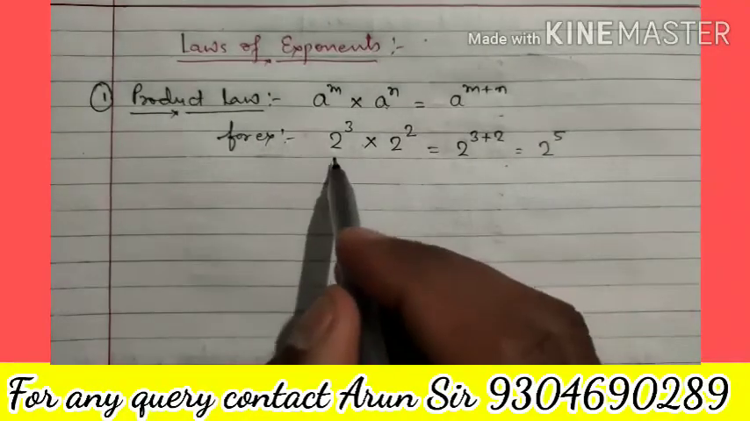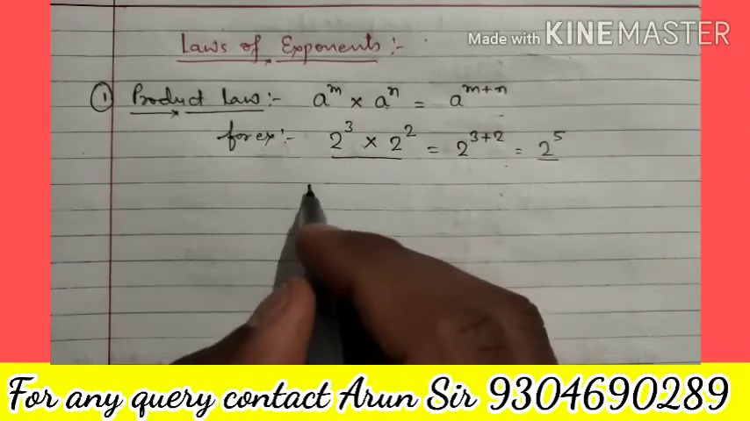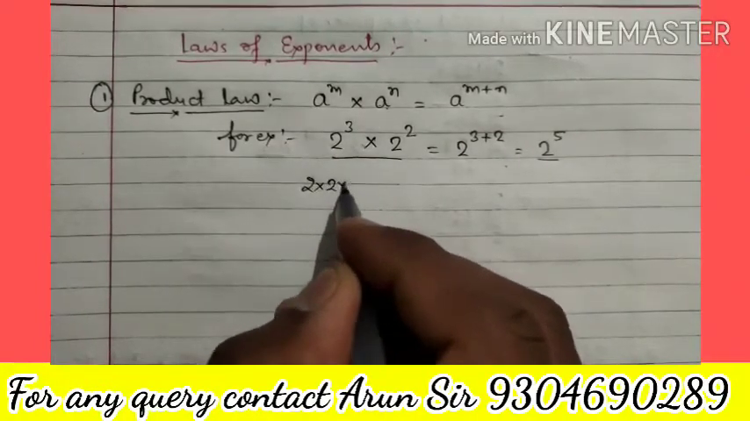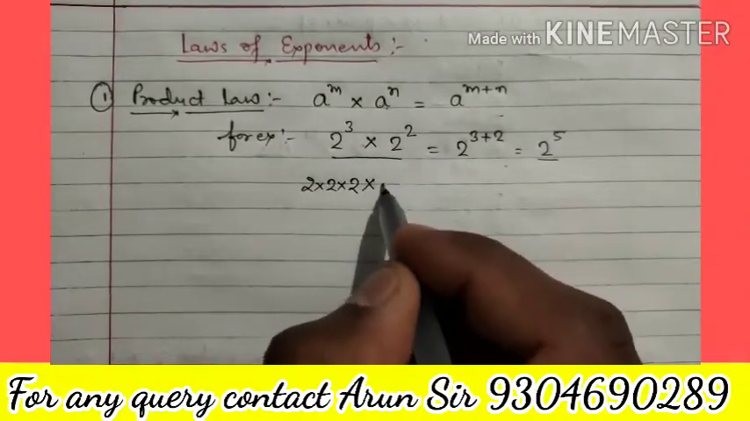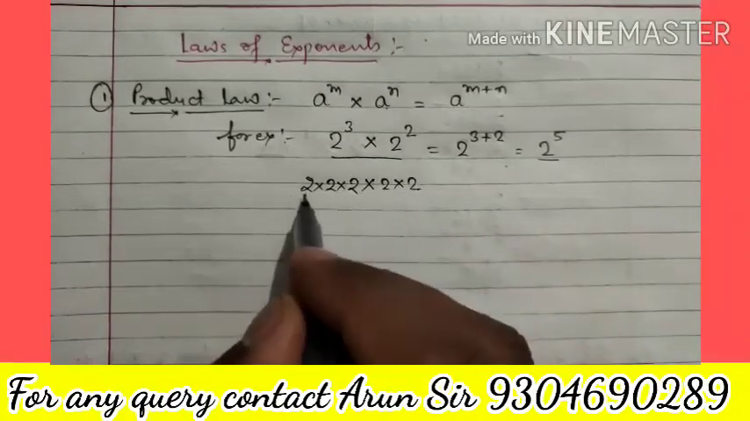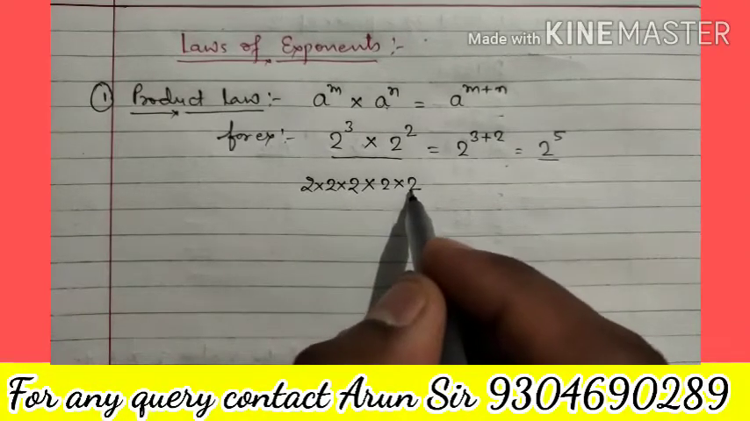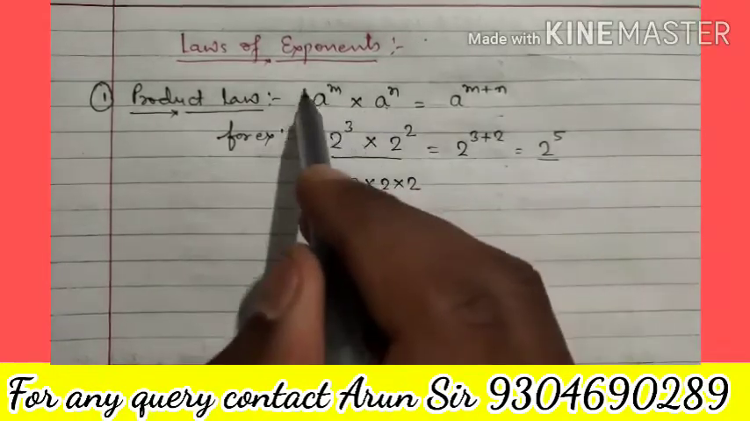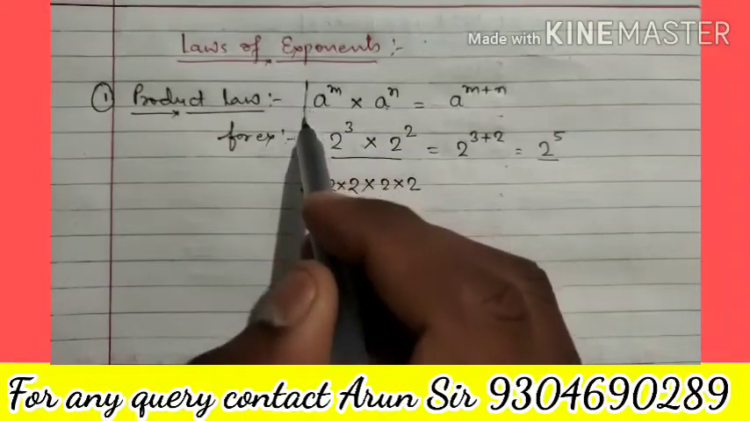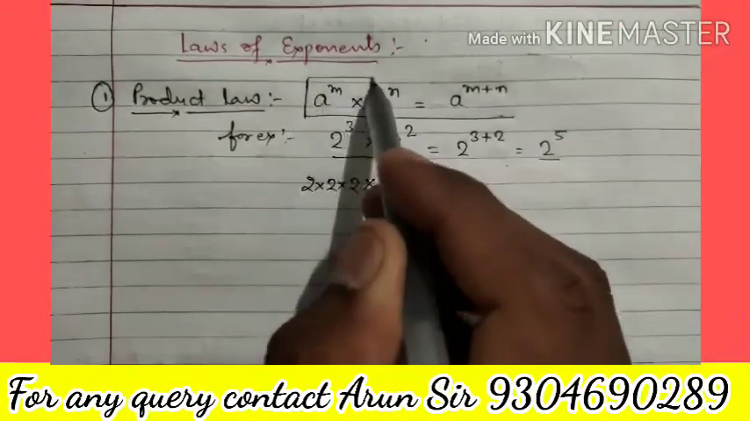Let us verify. Let us take this as the LHS and this one as the RHS. In this case, 2 multiplied by itself 3 times, 2 to the power 3, and again 2 multiplied 2 times. Now how much does it become? 1, 2, 3, 4, 5. When we write it in combined form, we can write directly 2 to the power 5. So we will use this product law in solving the questions in our next exercise. This was the first law.